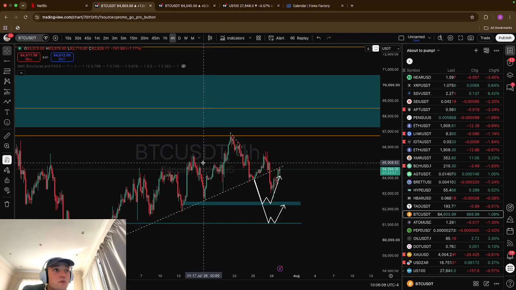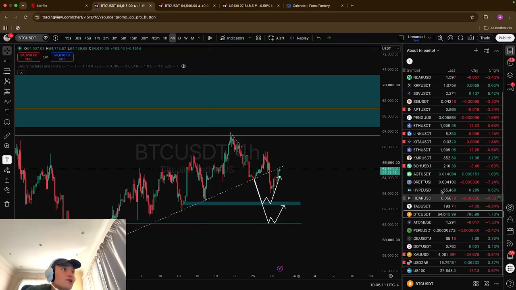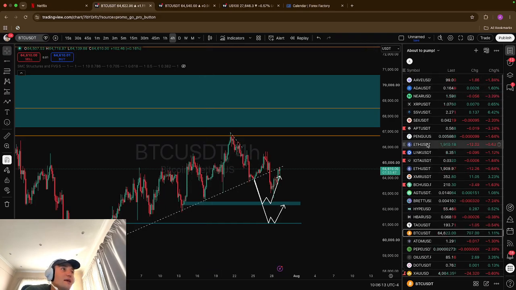Okay, so Bitcoin still looking a little bit dodgy. I'm not interested in taking any longs. I'd only really look at shorts in this zone, guys, I'll be honest.